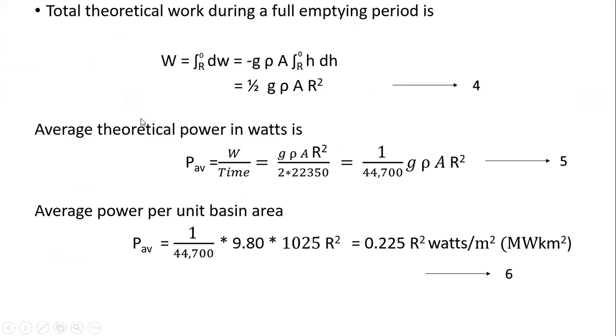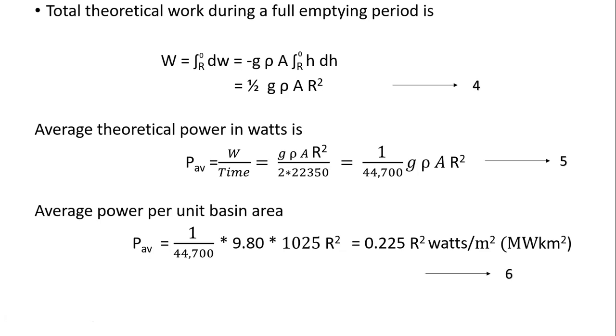Next, if you observe this equation, the work is proportional to the square of the tidal range. So W here is proportional to the square of the tidal range, and the power is the rate of doing work. Already we know this definition. So now we will obtain the average theoretical power in watts.